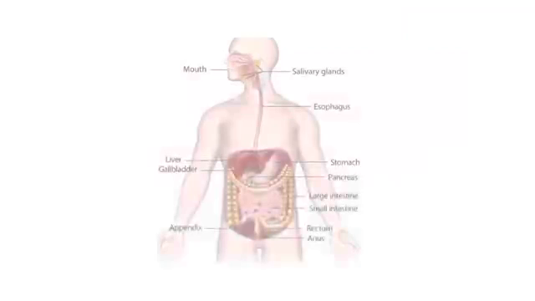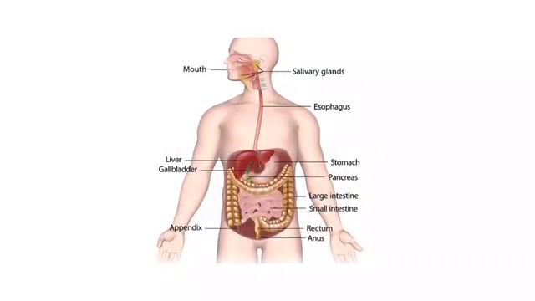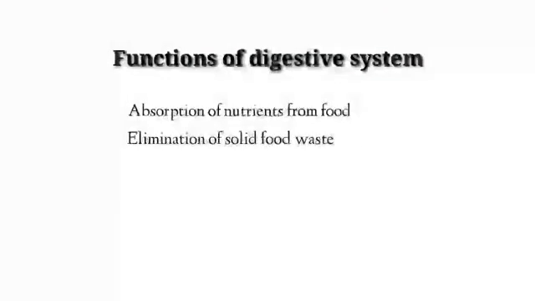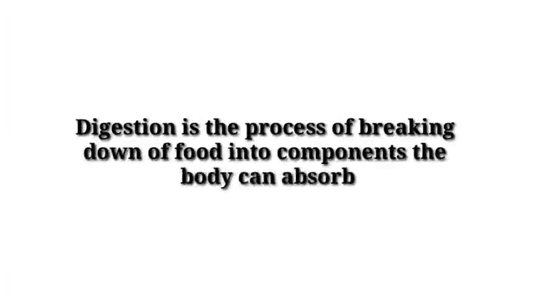Now, let us move on to digestive system. The human digestive system consists of the gastrointestinal tract plus the accessory organs of digestion. Digestion involves the breakdown of food into smaller and smaller components until they can be absorbed and assimilated into the body. The digestive system has three main functions relating to food: digestion of food, absorption of nutrients from food, elimination of solid food waste. Digestion is the process of breaking down food into components the body can absorb.